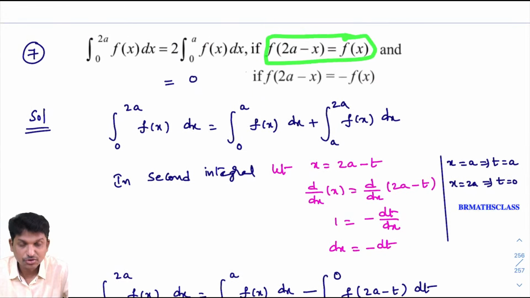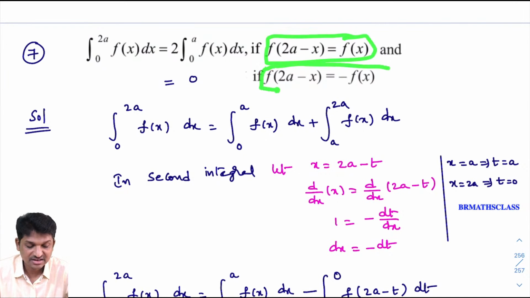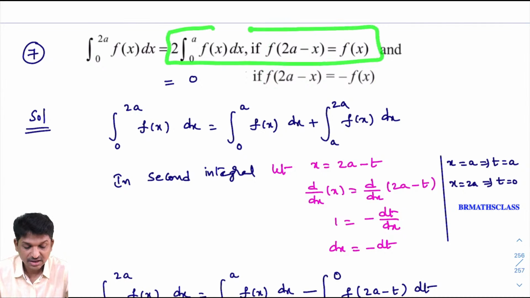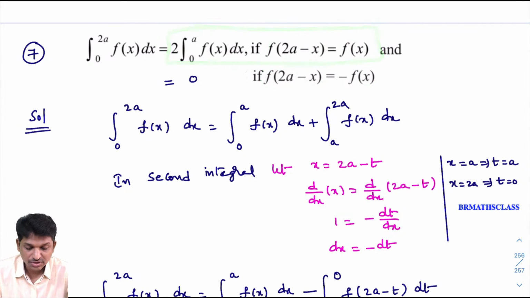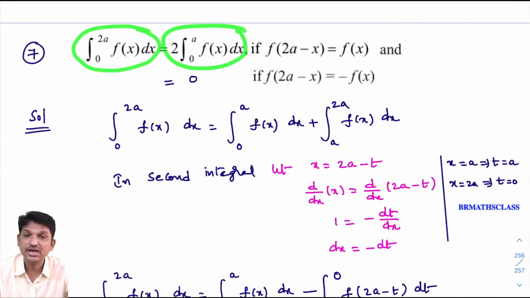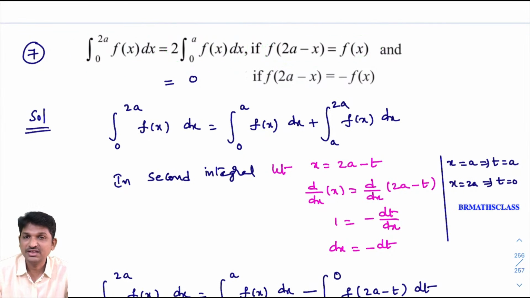One is f of 2a minus x equal to f of x. Another one is f of 2a minus x equal to minus f of x. So first I'll try to prove this part. What is this part? I need to prove that integral of 0 to 2a f of x dx is 2 times integral of 0 to a f of x dx if f of 2a minus x is f of x. Okay, I divide this further into two cases.